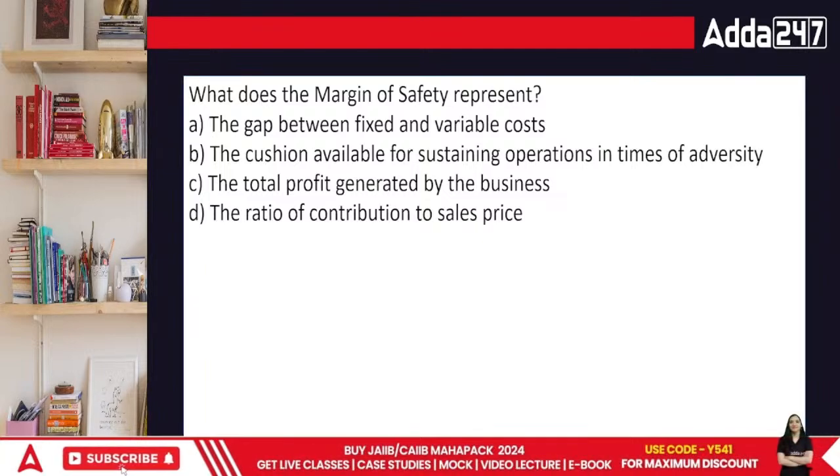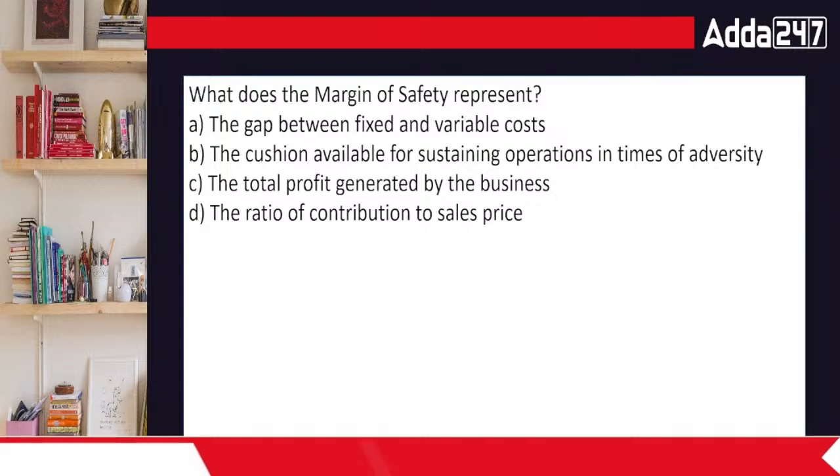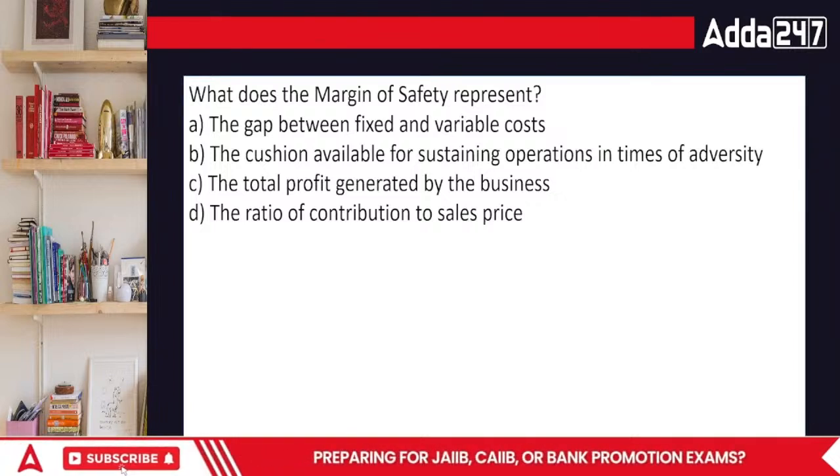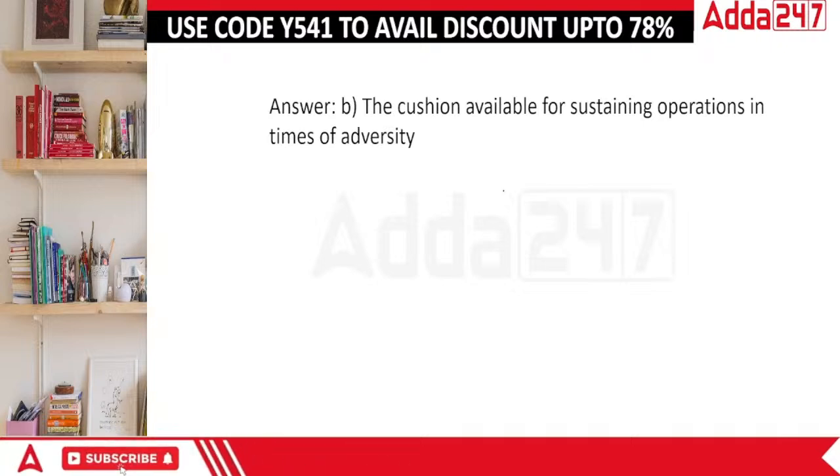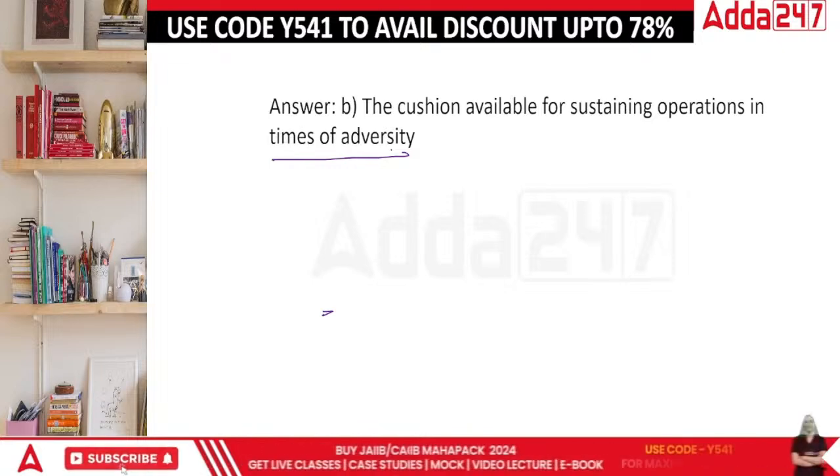Margin of safety is when we start earning beyond our break even point. That means we are able to cover our fixed costs, we're able to cover everything, and then we're making a good amount of profit as well. This is when we are having a good amount of money and we can save it for our adversities.